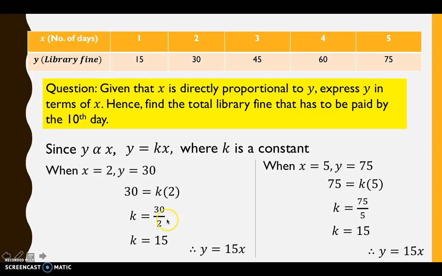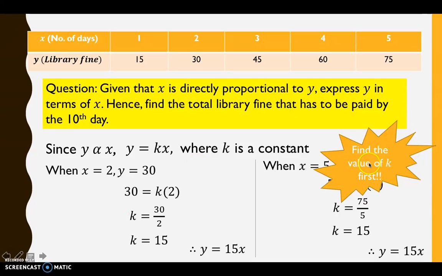So what do you notice in both cases? Did I have to find a value of x or y? No, I didn't, because all I was finding is the value of k. So for such questions, always find the value of k so that you can see the relationship between the two variables. Let's answer the second part of the question.